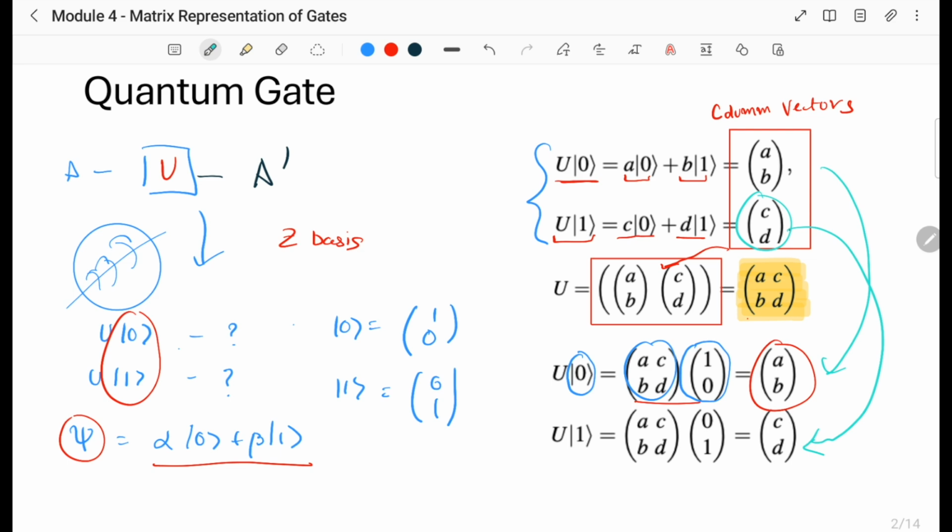So if we have our quantum gate as a matrix, we can simply multiply our vector, or our quantum state, and obtain the new or the transformed quantum state, let's say something x and y.